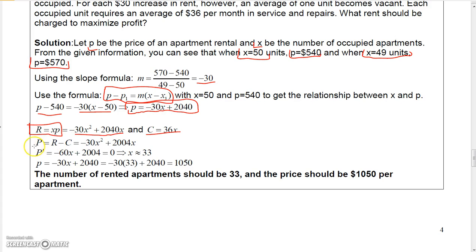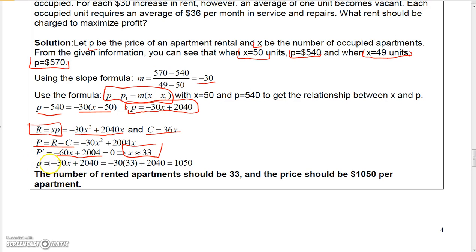Now what we want to do is maximize profit, but profit is revenue minus cost. So if you take this function and subtract this function, revenue minus cost, you're actually going to get minus 30x squared plus 2004x, and that's the profit function. And when you take the derivative of that, you get minus 60x plus 2004. If you set that equal to 0 and solve it, you get about 33 units. So x is the number of units that actually maximizes your profit.